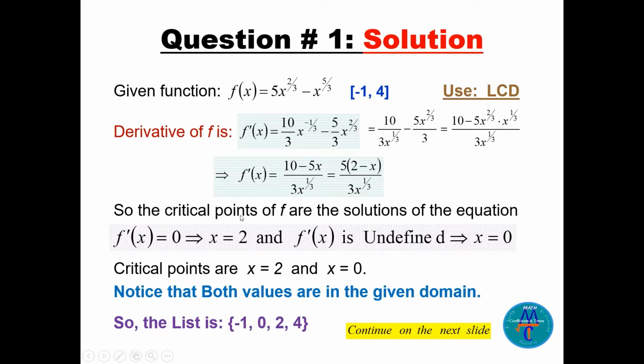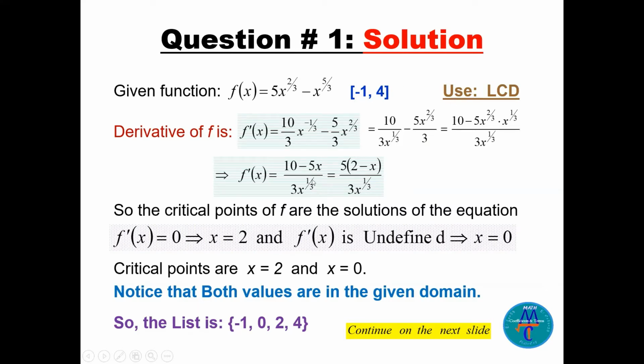Let's find the critical points of f, which are the solutions of f prime equal to 0, or where f prime is undefined. Setting f prime equal to 0, x will be 2. f prime is undefined when x is equal to 0. So there are two critical points. The critical points should be in the given domain, from minus 1 to 4. This is what we need.